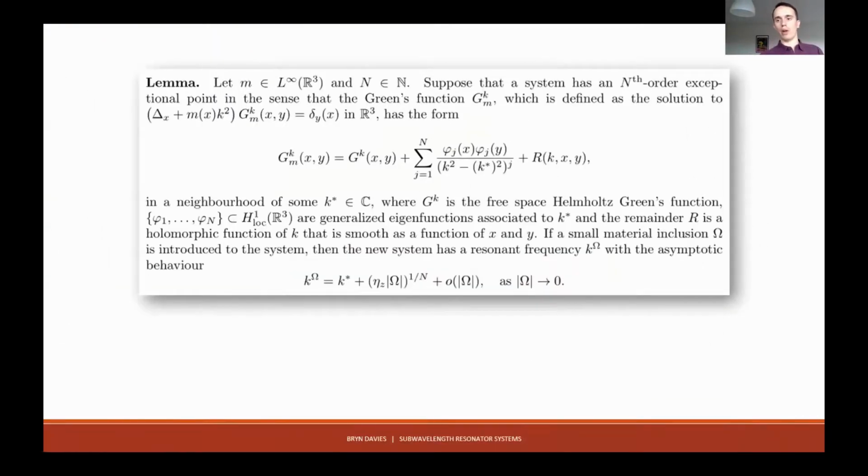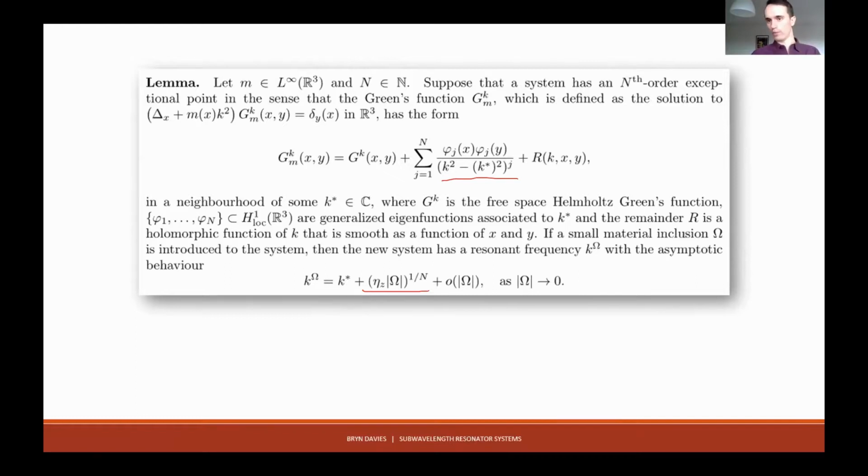Now, the result that's really at the heart of what we're trying to do here is the following. There's a lot of text here, but this says that if a system's Green's function has an nth order singularity, and then you introduce some small particle, which we're calling capital Omega, then one of the eigenfrequencies will be perturbed with a perturbation that scales in the order of the volume of Omega to the power of 1 over n, where n was the order of this singularity. And thus, our aim is to design systems that have such higher order singularities.